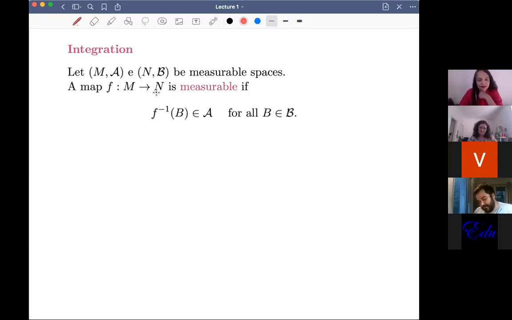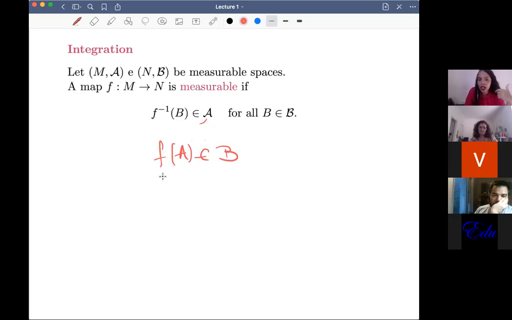Okay, so the codomain has another algebra. Then what do you want? You want that the pre-images of elements in the algebra in N are in the algebra of M. So you want to bring back some subsets with the map to M. You choose a subset that is in the algebra B on N, and then you bring it back with the map. And then you want that this is also in the algebra A. Well, you could think the following. You are studying the map. Why don't you say that you choose A in M and define that f of A belongs to the algebra B?